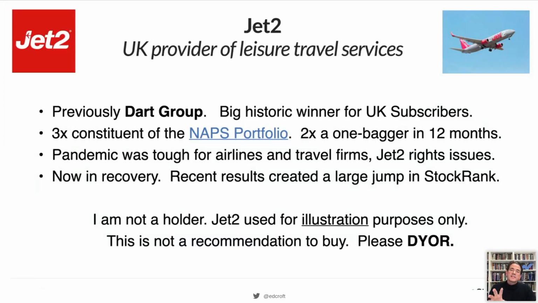I'm going to be using Jet2 as my key example. This is a UK company, and it's been a huge winner over the years, previously as Dart Group, which many of our subscribers from the very launch of the site, when we first opened to subscribers in 2012, will know. It's one of the top ranked shares, and it's been a big historic winner. Three times a constituent of the NAPS portfolio that I publish on the site. Twice it was a 1-bagger in a year.